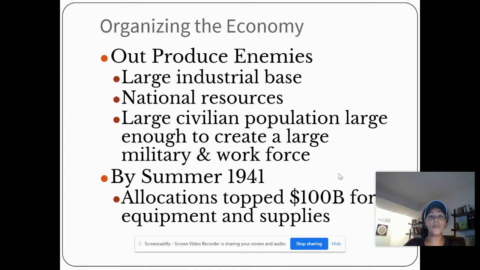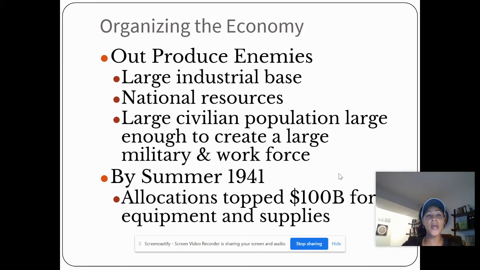The thing is to outproduce our enemies. At this time, that's going to be Germany, Italy, Japan. So large industrial base, national resources, large civilian population, larger to create a large military and workforce. Because right now you still need those numbers of bodies to be present and fighting the war.